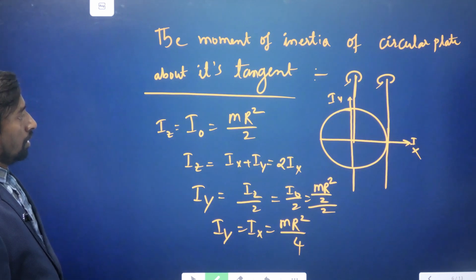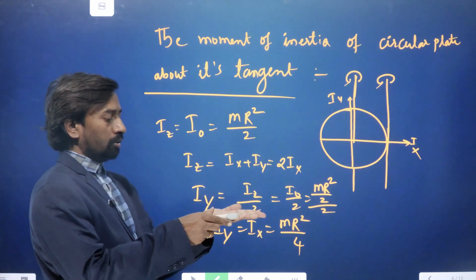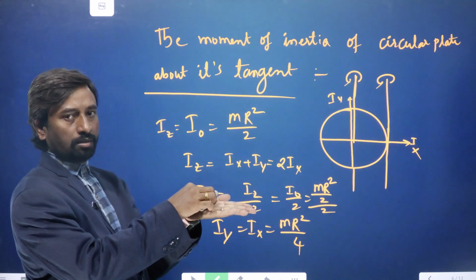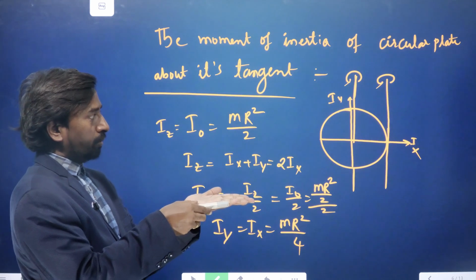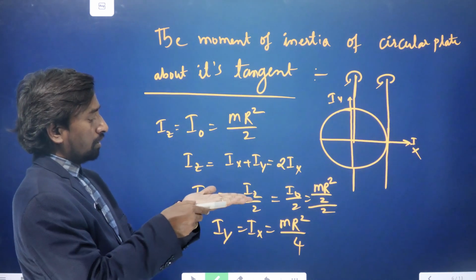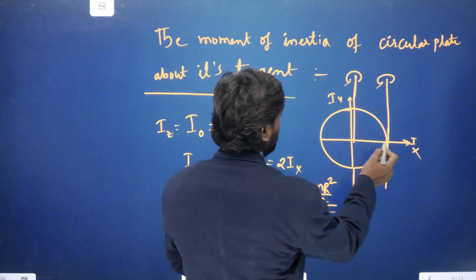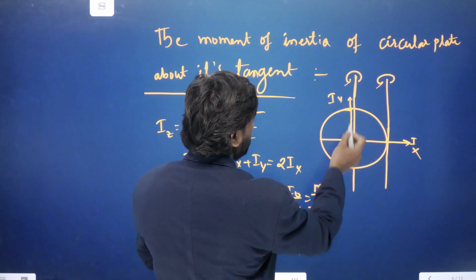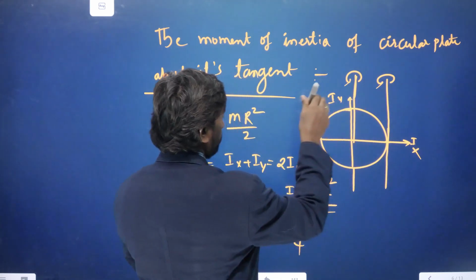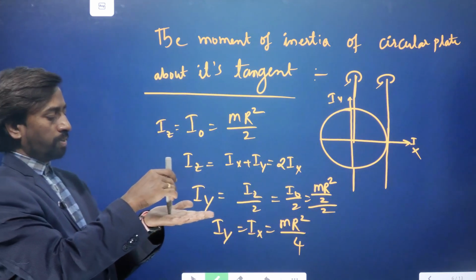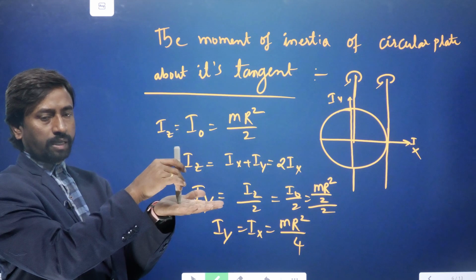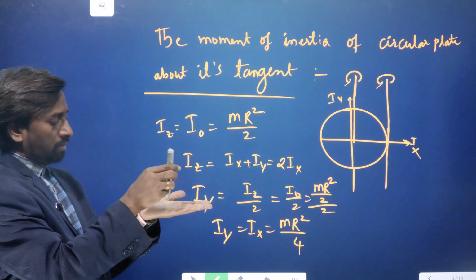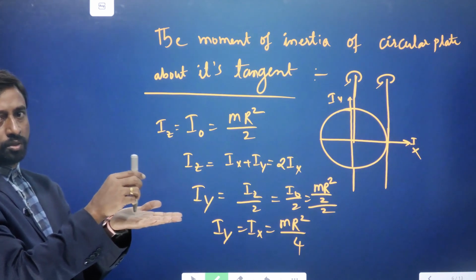So now the moment of inertia about this axis, the moment of inertia about the tangent and the moment of inertia about the x-axis. Okay. Now to find the moment of inertia about this axis, this diameter is perpendicular to this axis, and it is perpendicular to the line which is passing here. So we can write mutually perpendicular.